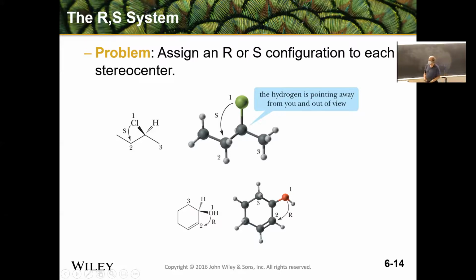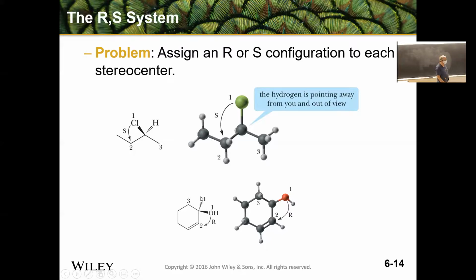Right, down at the bottom we have another example. And this is our stereo center. Got 4 different groups. Okay, so OH is 1, hydrogen is another. These are both carbons, but the alkene is clearly different from the alkane, so these are 2 different groups. So oxygen is atomic number 8 versus carbon, which is 6. So oxygen is number 1.